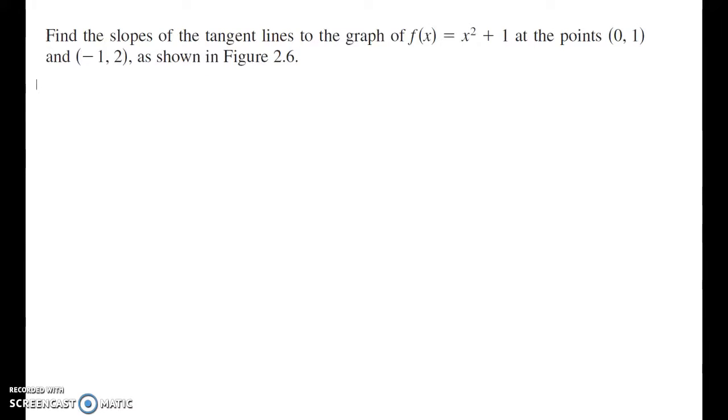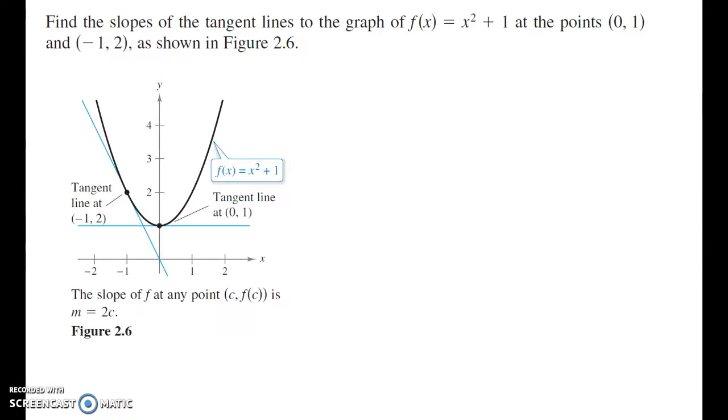Okay, look at one example. Find the slopes of the tangent line to the graph of f(x) equal to x squared plus 1 at the point (0, 1) and (negative 1, 2). Okay, so let me show the picture first. So this is a picture of the function f(x) equal to x squared plus 1.